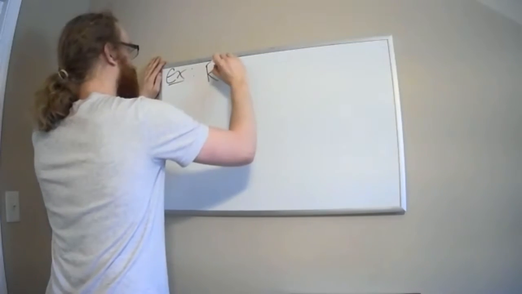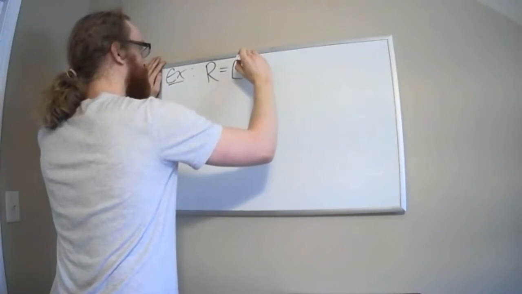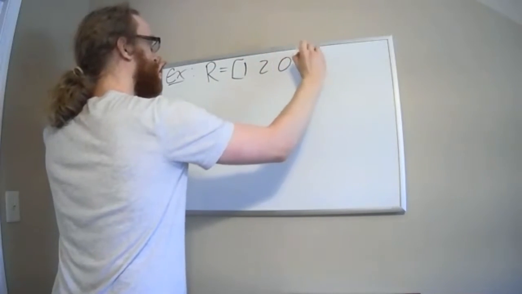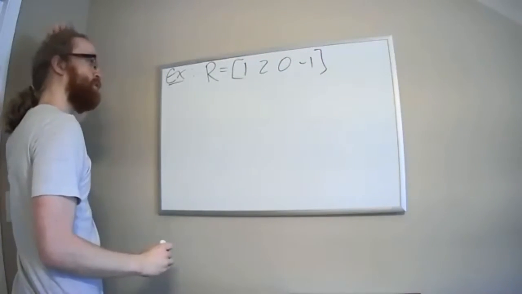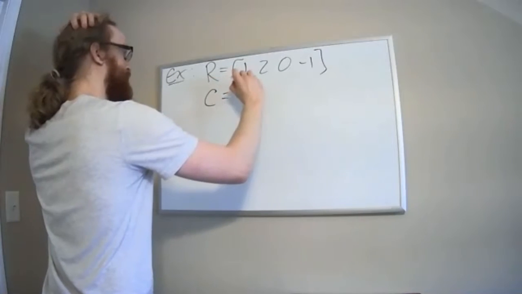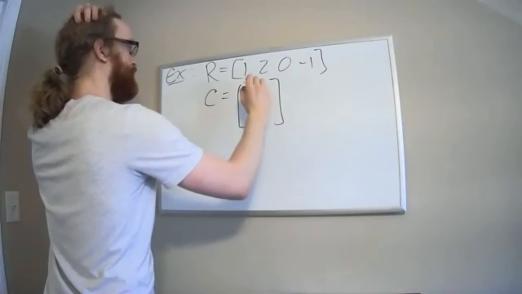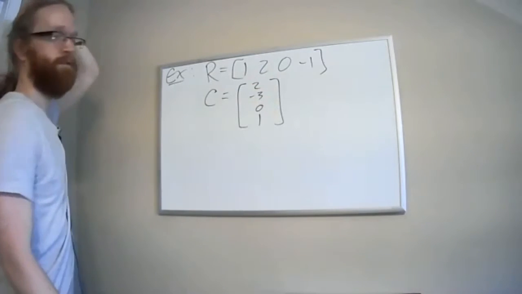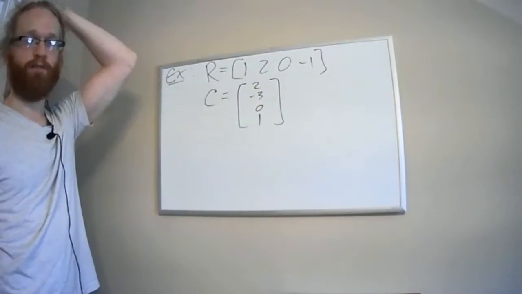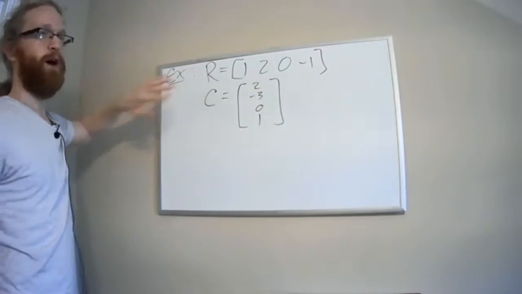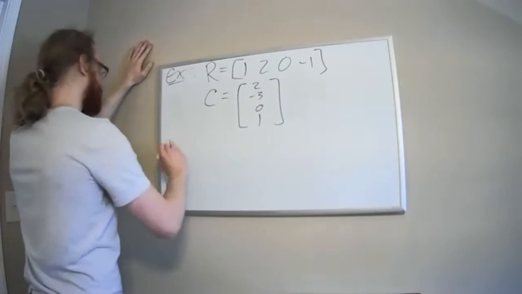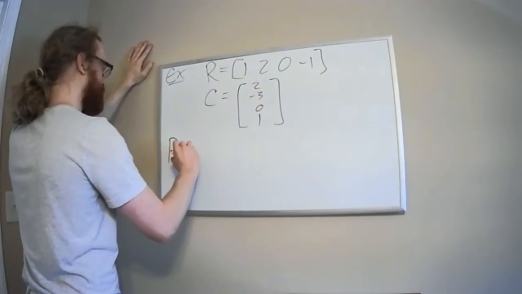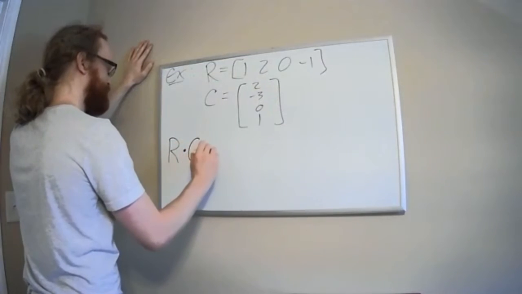How about R is this row vector: 1, 2, 0, -1. So it's a 1 by 4. And then we'll have C as my column vector: 2, -3, 0, 1. So I have this row vector and this column vector, and I'm going to show you how to multiply them. We can do more examples of this to flesh it out some more.